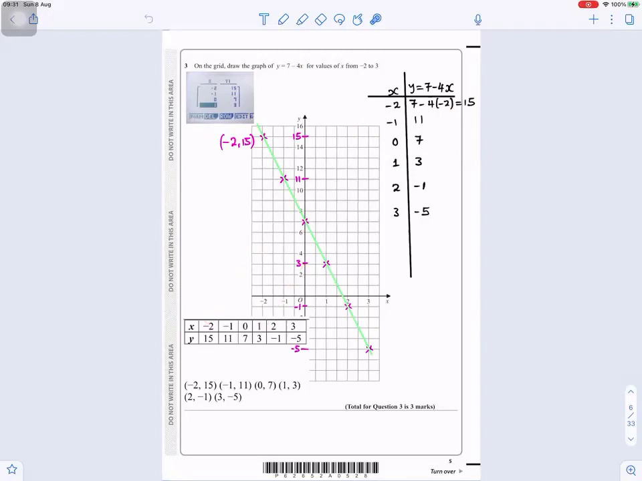You plot the values. Minus 2, 15. You mark it there. Minus 1, 11. You mark it there. 0, 7. You mark it there. 1, 3. Go 1 to the right, 3 up. You mark it there. 2, minus 1. 2 to the right, minus 1 down. You mark it there. And so on. And you join it with a straight line.